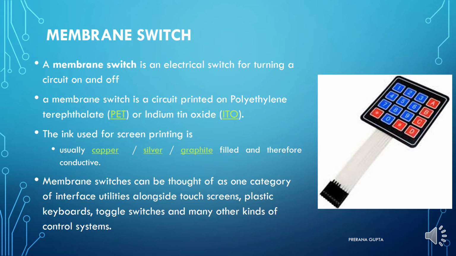The membrane switches can be thought of as one category of interface utilities alongside touchscreen, plastic keyboards, toggle switches, and many other kinds of control system. These keyboards are nothing but touch screens and made up of plastics. So these are known as plastic keyboards, which are having toggle switches.